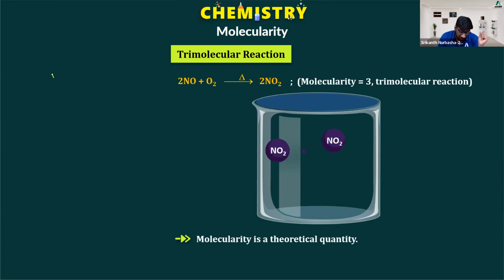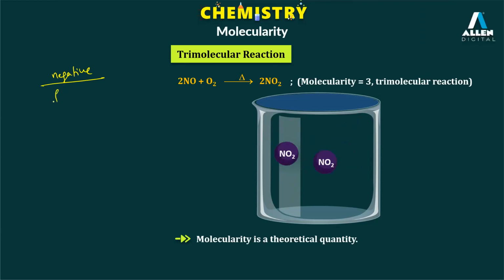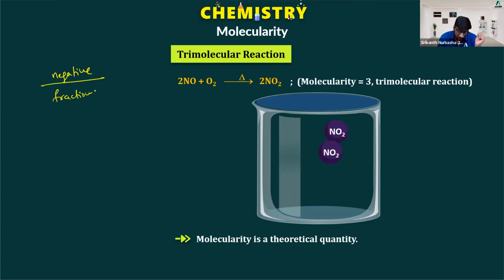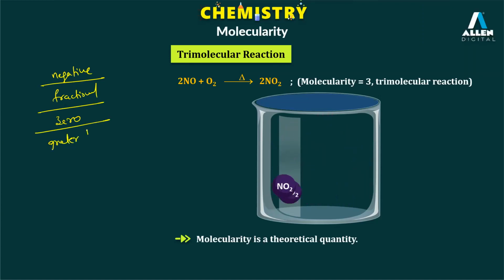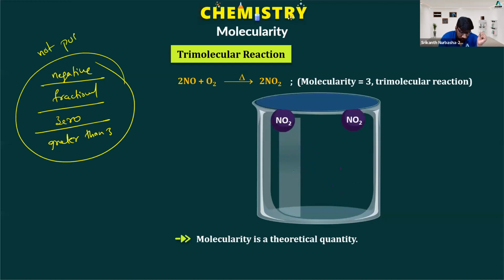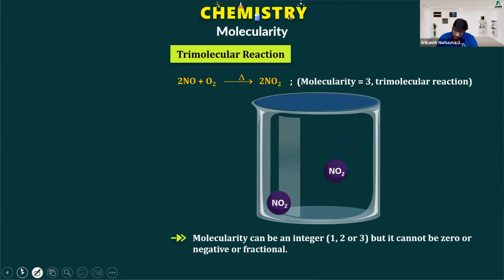Molecularity negative, fractional, 0, and greater than 3 are not possible. Molecularity can be only the integer 1, 2 or 3.